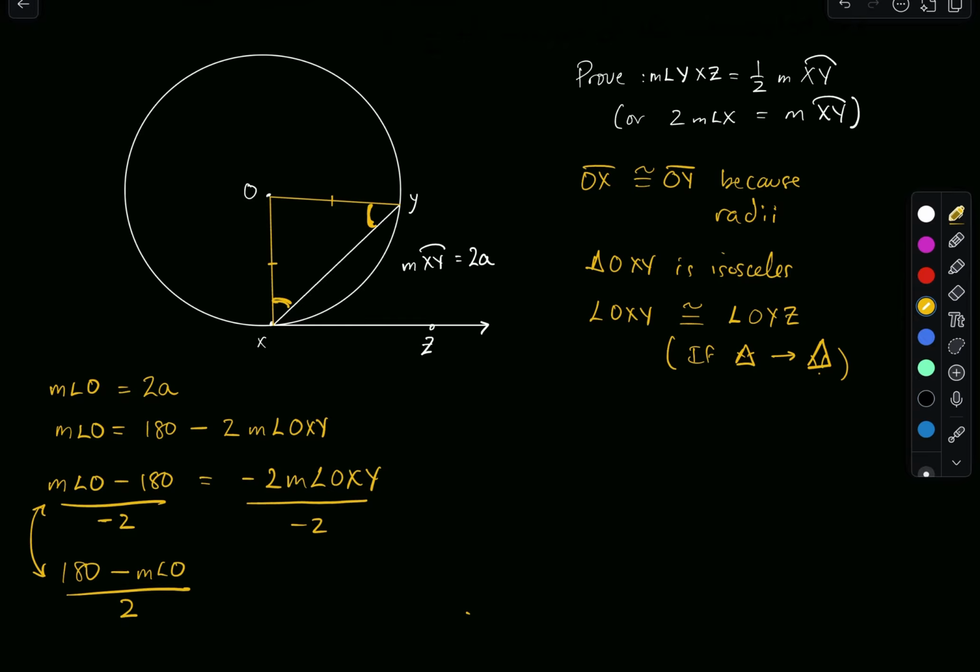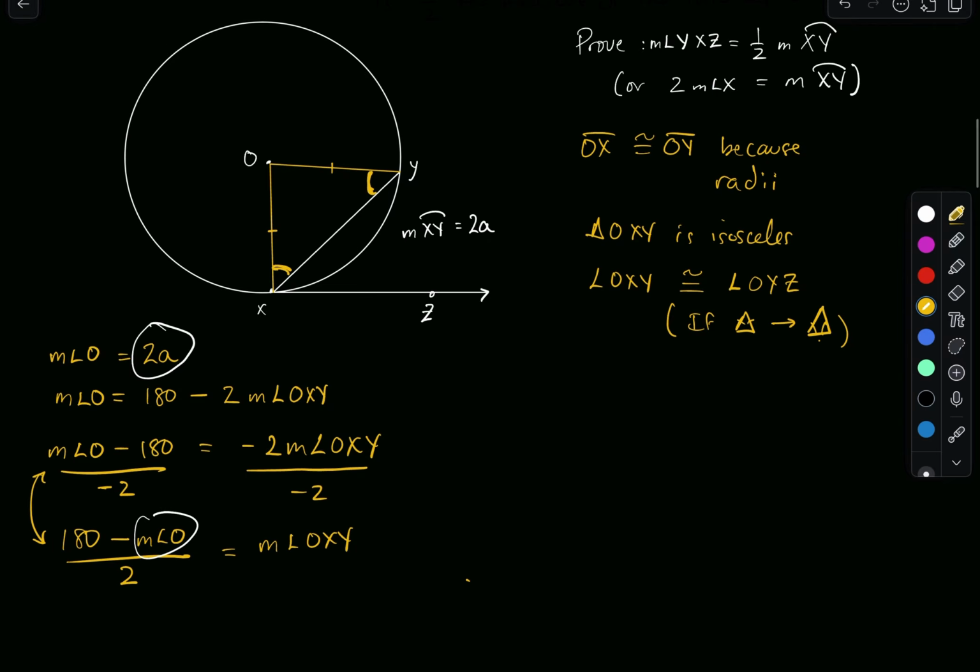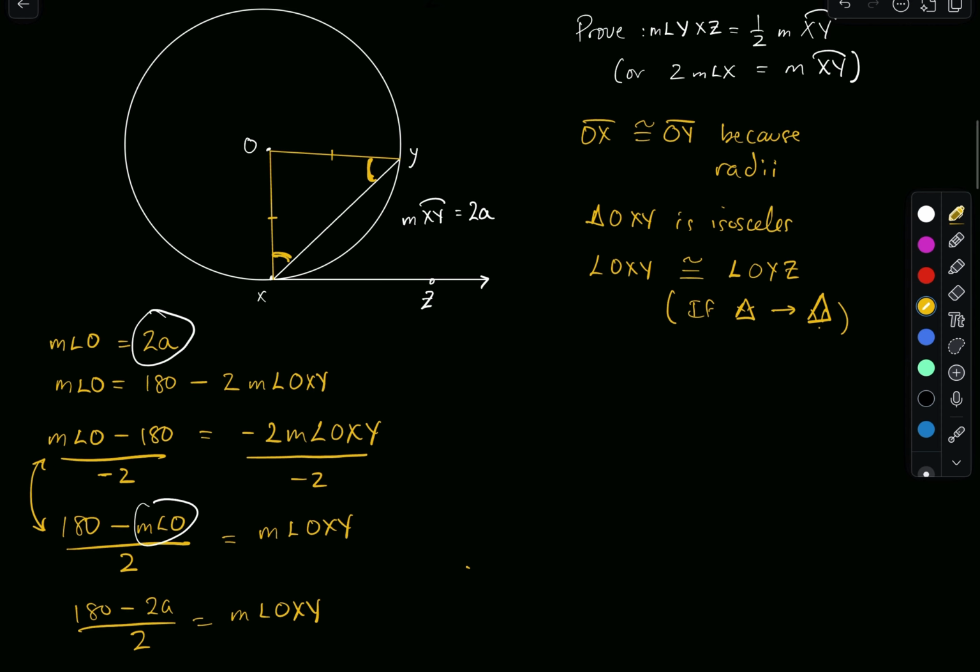And then over on the right-hand side, I have just the measure of angle OXY. Okay, but I've already said I have something here that could go there. So this means that I get 180 minus 2a over 2. Okay, but then I can divide on the left and get 90 minus a equals the measure of OXY. All right, so that's cool.